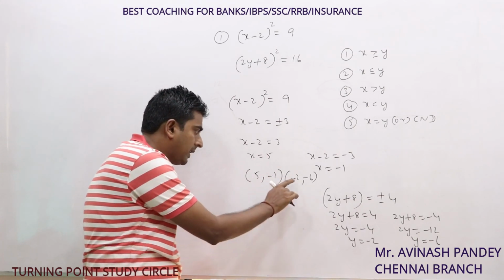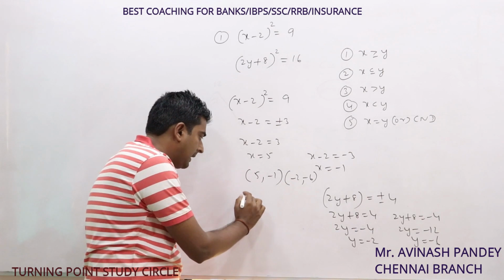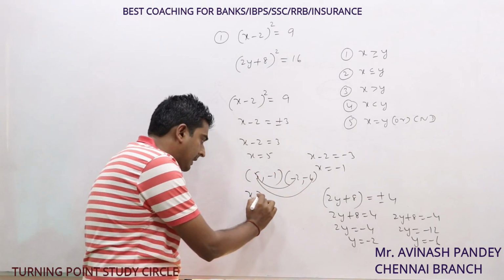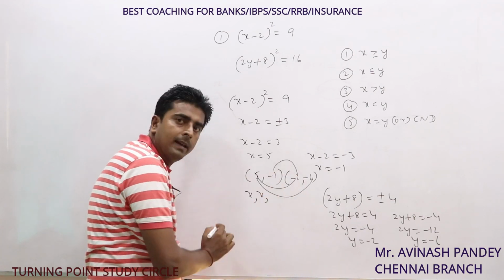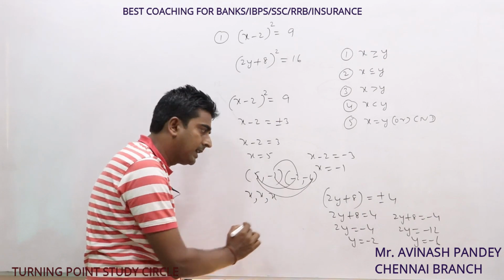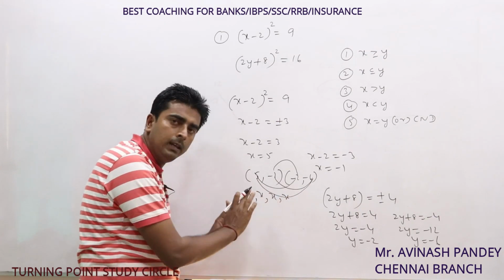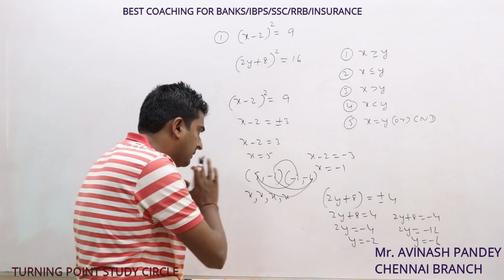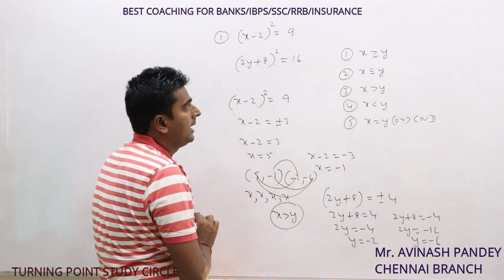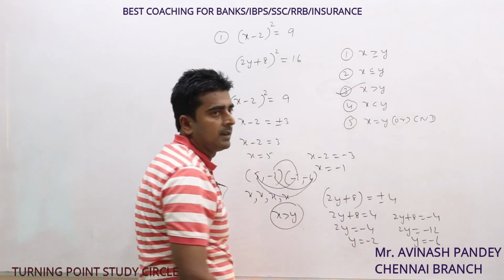So when you compare plus 5 with minus 2, which is greater? You will say x is greater. Again, when you compare plus 5 with minus 6, which is greater? Again, x is greater. When you compare minus 1 and minus 2, which is greater? Again, x is greater. When you compare minus 1 with minus 6, which is greater? Again, x is greater. Nowhere is the equal to sign there. In all the cases, x is greater. So my answer is x is greater than y. So which option I have to click? Third option, x is greater than y.